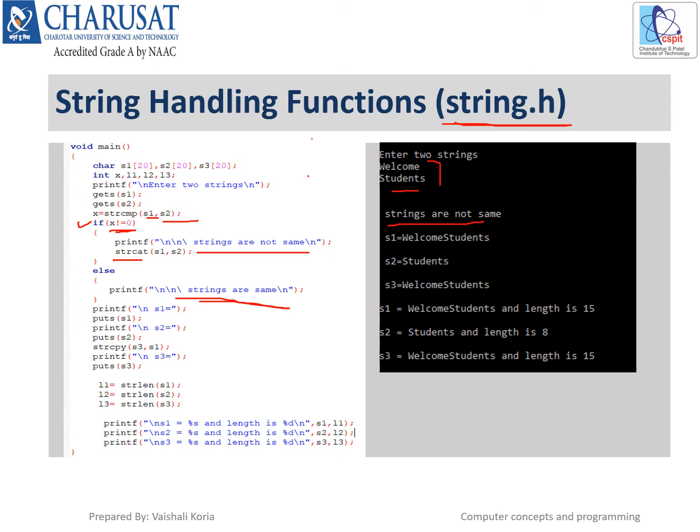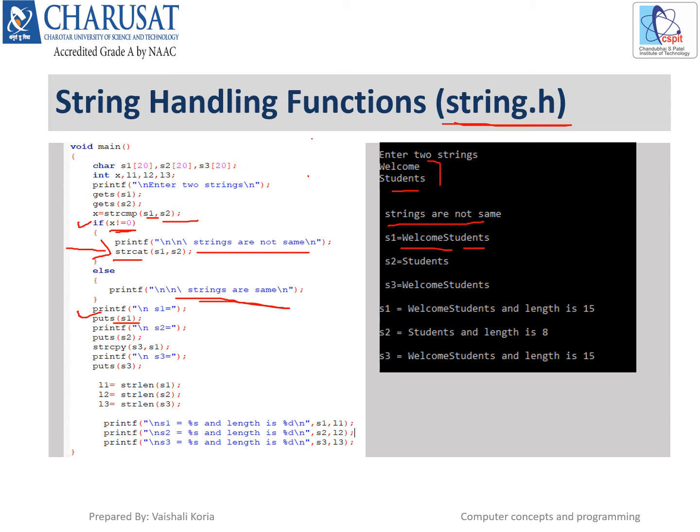Okay, so you can see here, after executing this strcat function, if you print the value of this s1 string, then it will now be welcome student. Initially it was welcome only in s1, right? But after calling the strcat function, the value of s1 would get changed, right? And the characters of s2 will be appended to it. So now the value of s1 is welcome student.